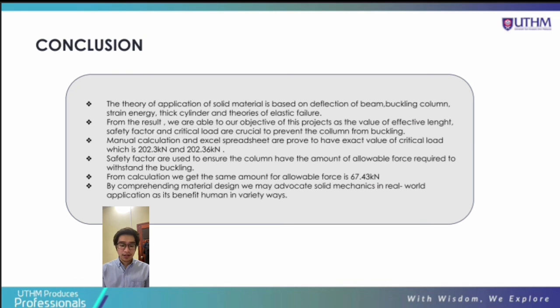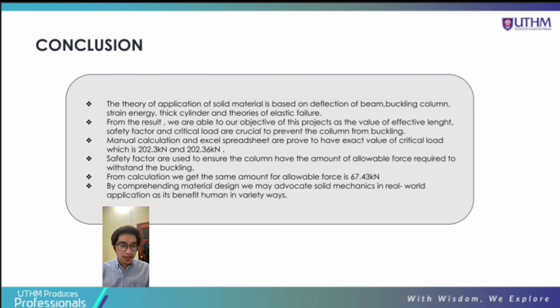As for the conclusion, the theory and application of solid mechanics is based on the deflection of beams, buckling of columns, strain energy, thick cylinders, and the theories of elastic failure. So from the results, we are able to complete our objective of this project, as the values of effective length, safety factor, and critical load are crucial to prevent the column from buckling. The manual calculation and Excel spreadsheet are proved to give the same value of critical load, which is 202.3 kN and 202.36 kN, with a plus minus 0.002 kN.